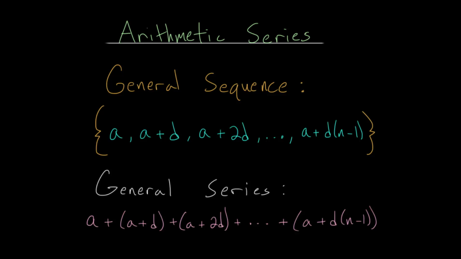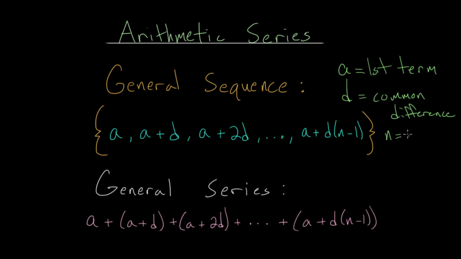In this video, I'd like to talk about the formula for a finite arithmetic series, and specifically how that formula is derived. So you can see we've started with a general sequence, where a is our first term in the sequence, d is the common difference, the number that we will add or subtract when going from one term to the next, and n is the number of terms in the sequence.